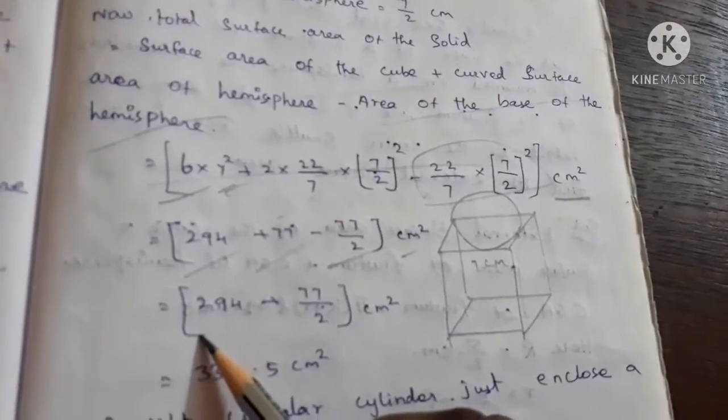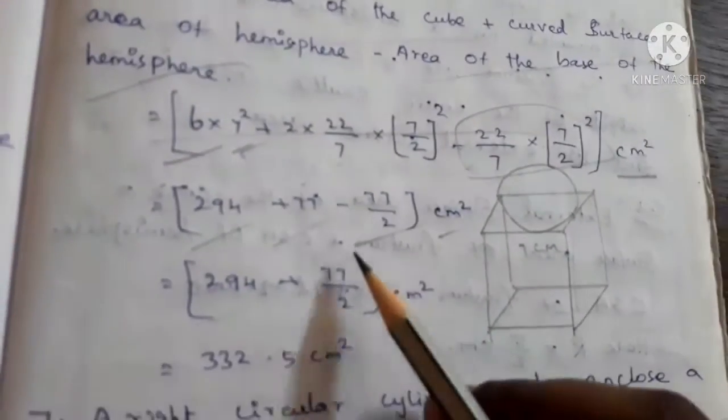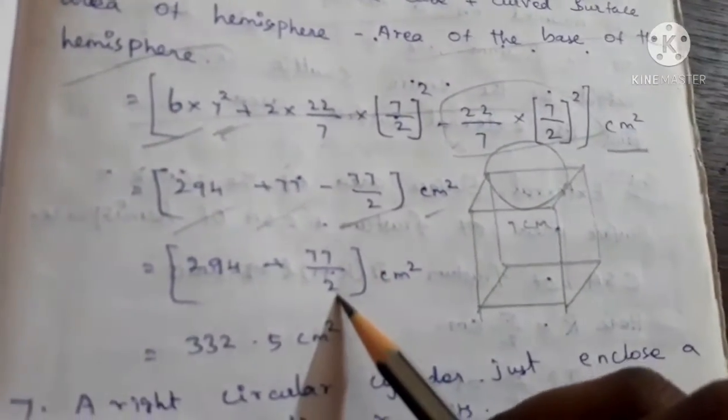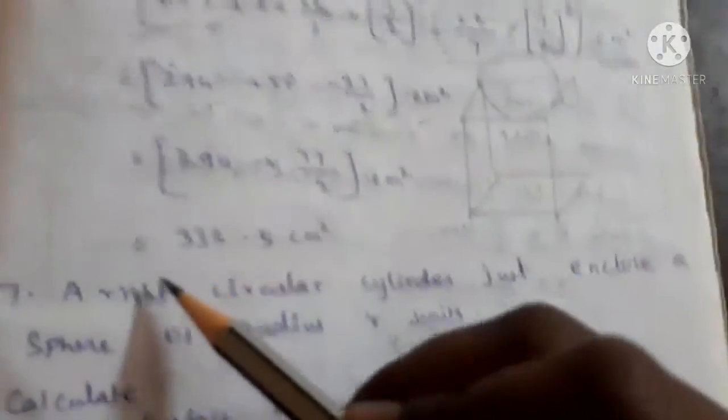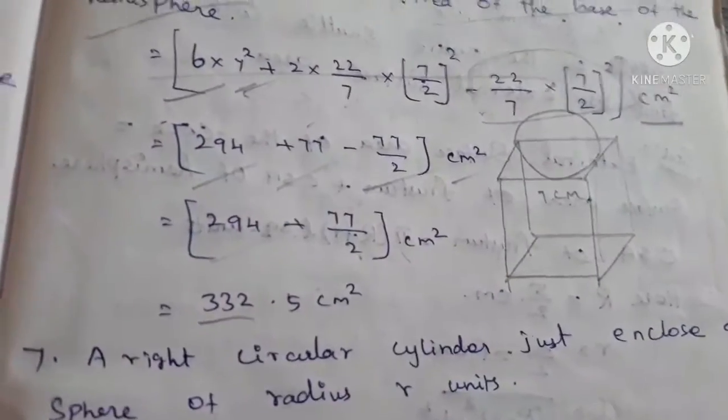So you will get 294 plus 77 by 2 centimeter square. So you will get 332.5 centimeter square.